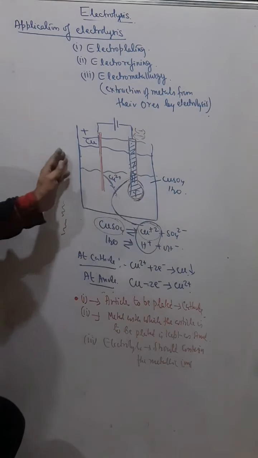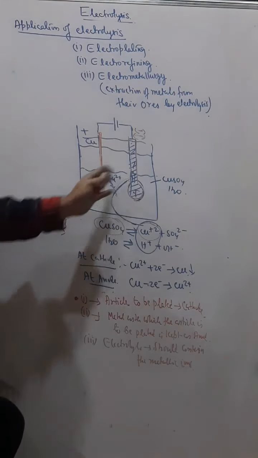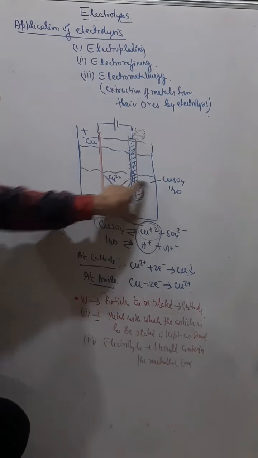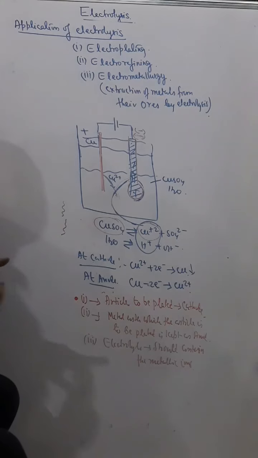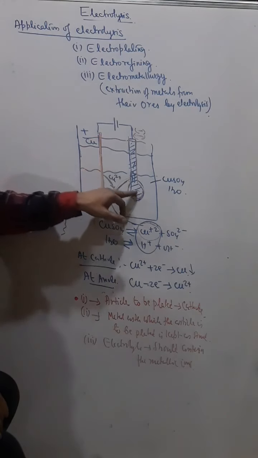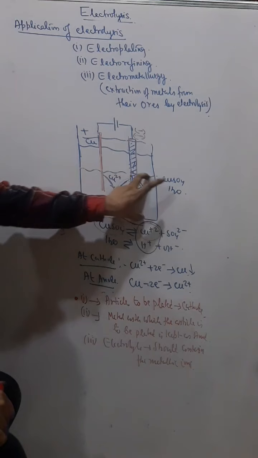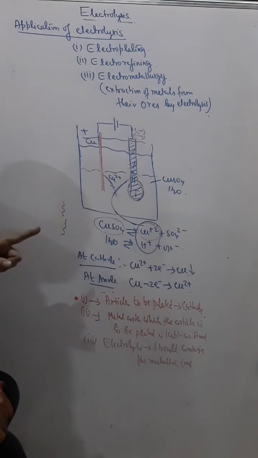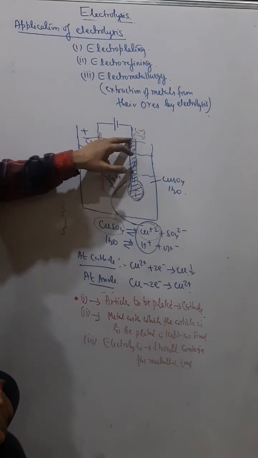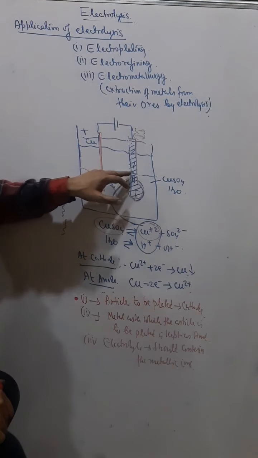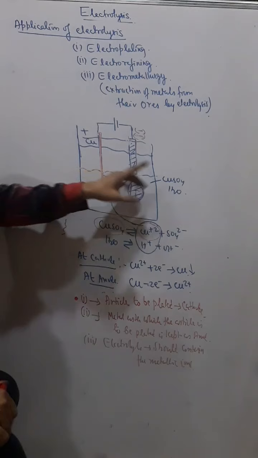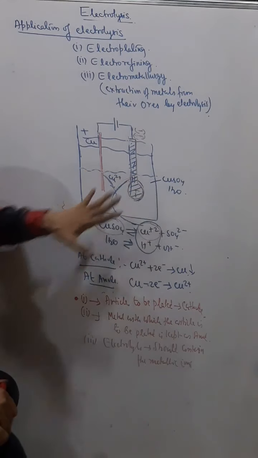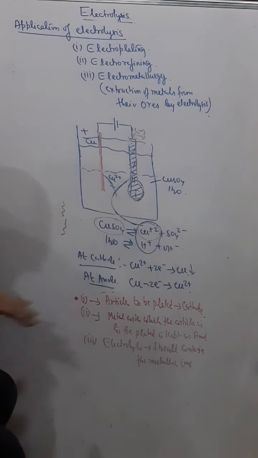So you can understand, we are plating this spoon with copper, so this electrolyte should contain copper ions. Now if we want to electroplate this spoon with silver, then this electrolyte should contain silver ions. If we want to coat this spoon with nickel, then this electrolyte should contain nickel ions. Understand? So very important part.